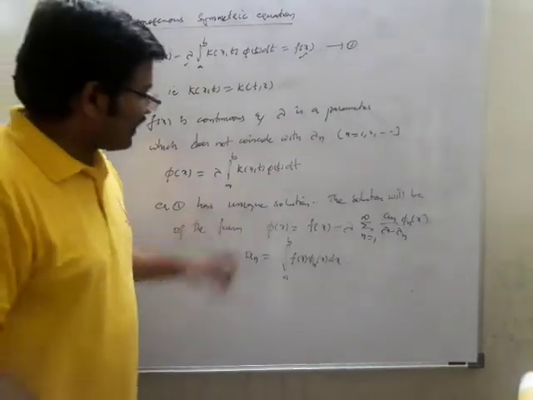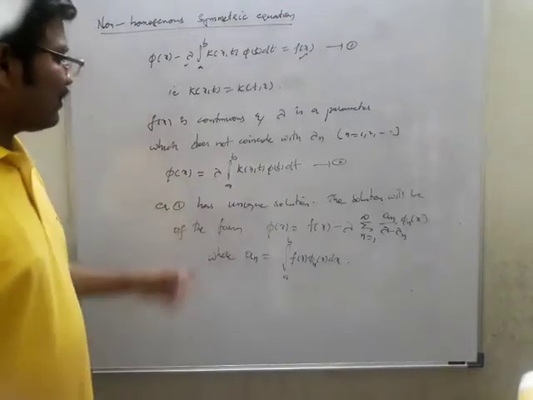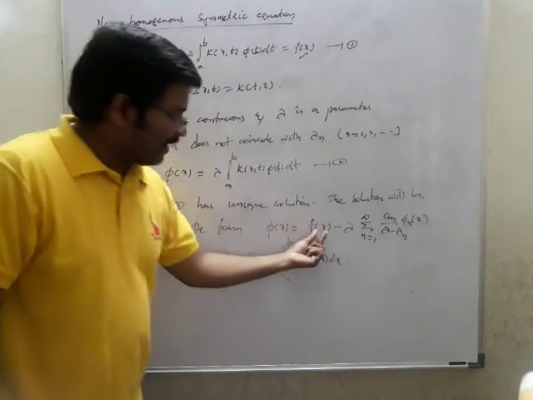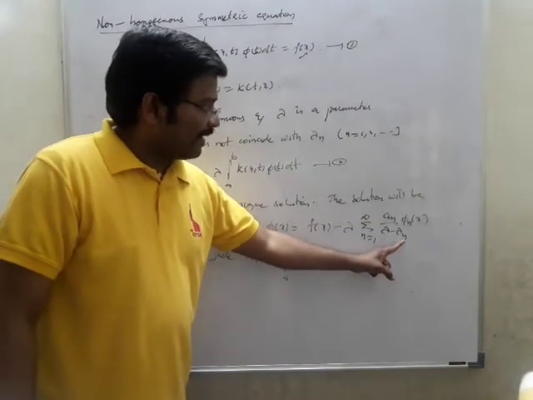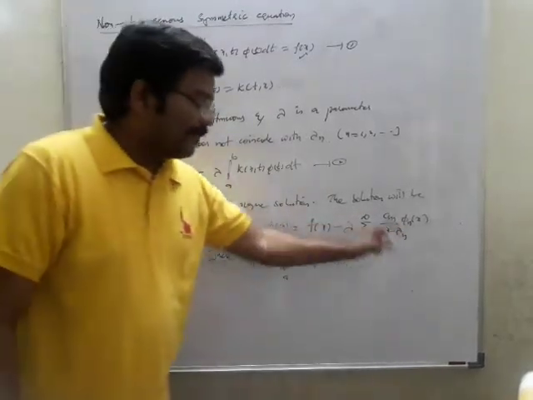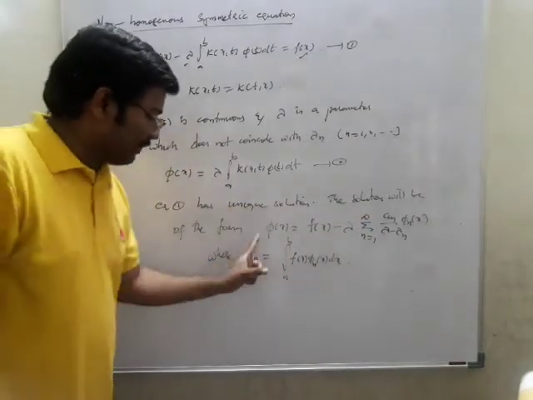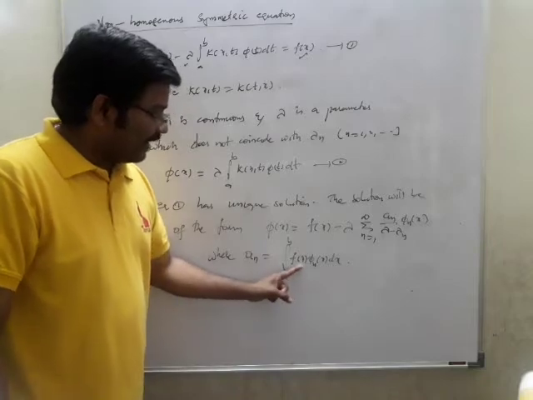For the homogeneous equation, take it as number 2. For the homogeneous equation 2, equation 1 has a unique solution. The solution will be in the form of f of x minus lambda into summation n equal to 1 to infinity a n by lambda minus lambda n phi n of x, where phi n of x are the eigen functions and lambda n are the eigen values, and a n you must get from this value. From this you have to find out the a n, integral a to b f of x phi n of x dx.